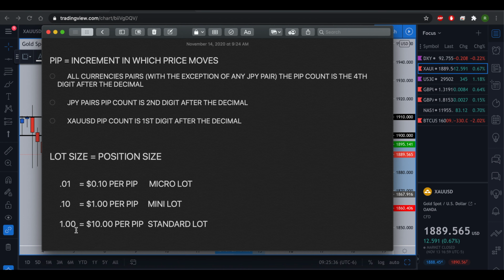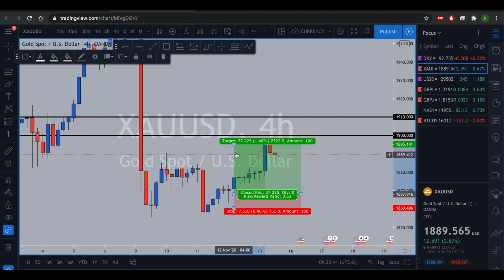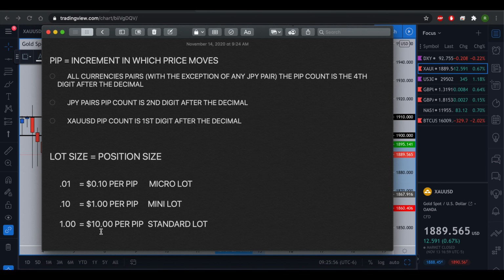Same with a 1.0. If I was to put a 1.0 on it, it is $10 per pip. I'm pretty sure that would be $2,720, because I'm adding a zero to it. I'm making $10 per pip, so it'll be 272 pips times $10. 272 times 10 is $2,720. That's how much I just made on that trade, baby. You know what I'm saying? And like I said, this is the basic formula.